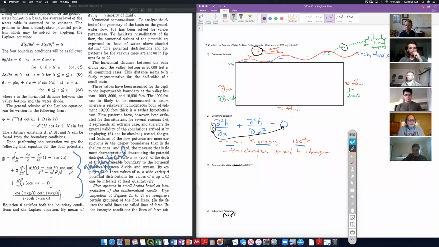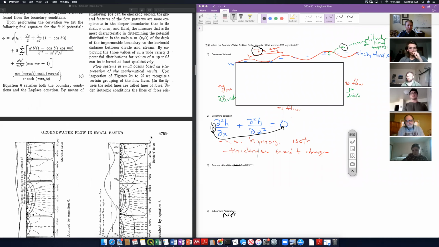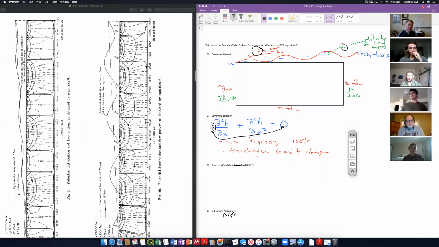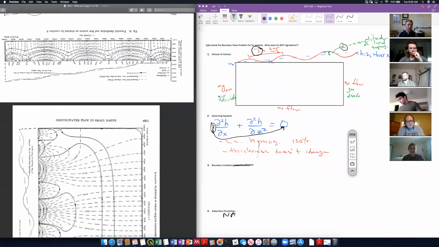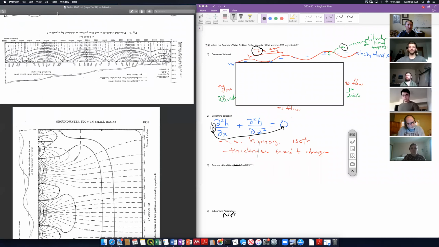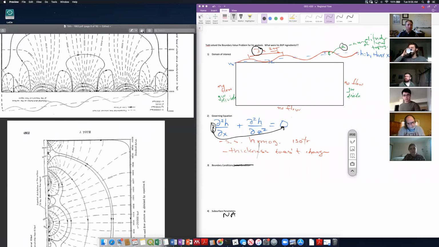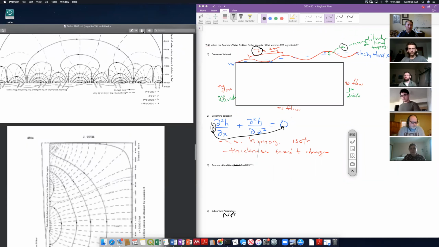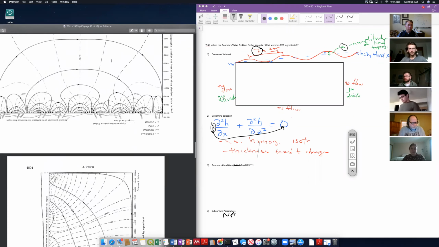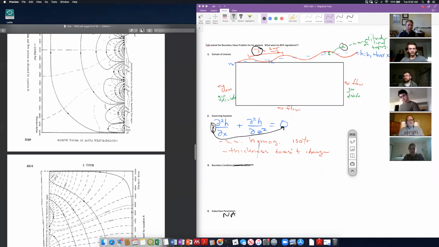All right, so this is an analytical solution, and we can use it to look at the groundwater flow paths or flow systems. What's going on here? It's just turning them upside down.